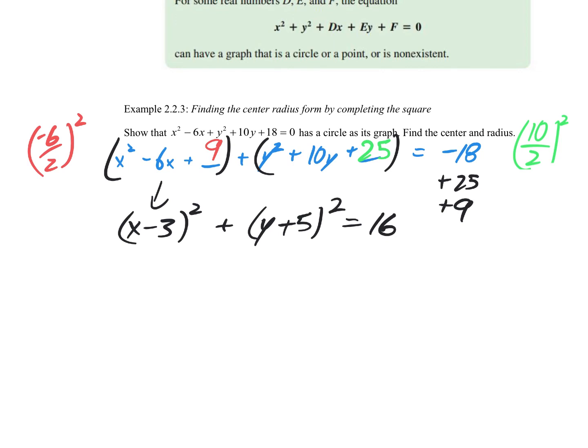Okay, and from here, let's find our center and radius. The center is, of course, again, watch out for the sign flips, 3 comma negative 5. Okay, and my radius, 16 is the radius squared, so this is going to be 4.